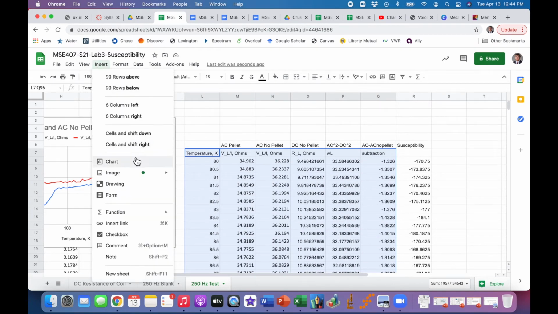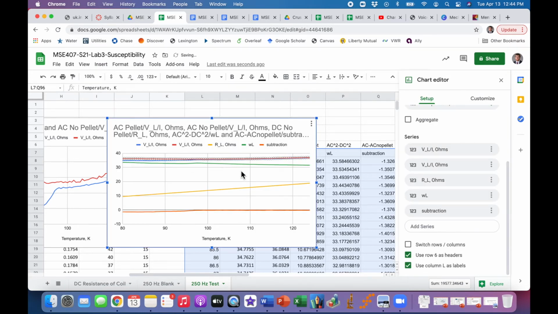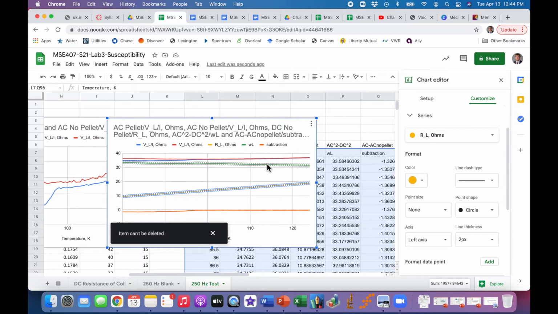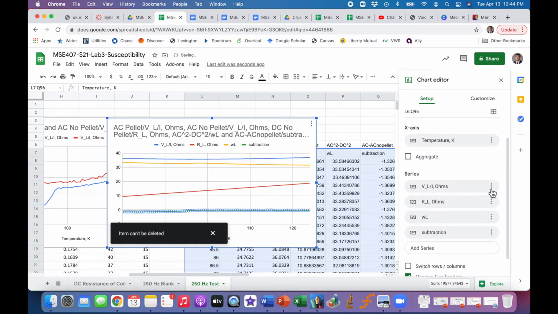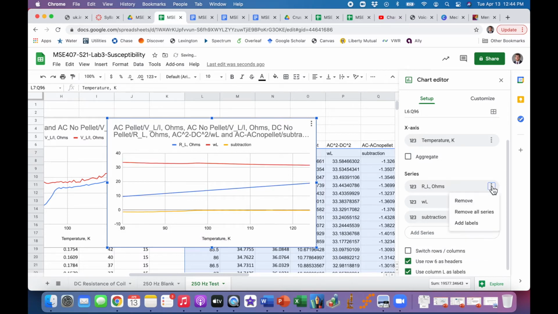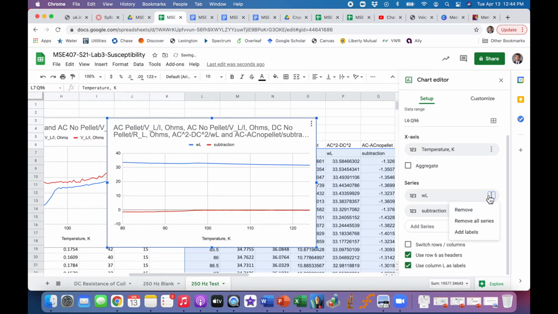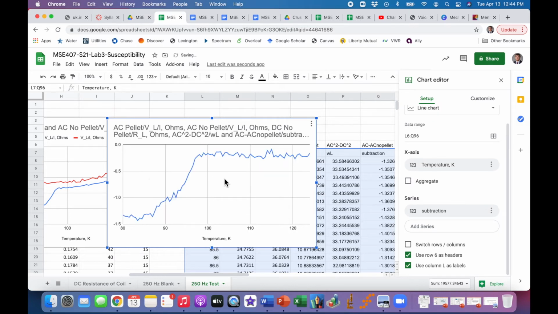Insert a plot here. And there's going to be a lot of other series that we can just delete. Oops. I think I have to delete it here. Okay. So I'm just going to delete all these other series, and I'm just going to look at the subtraction.